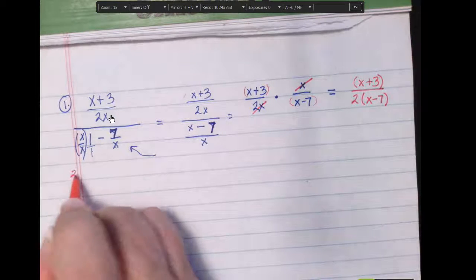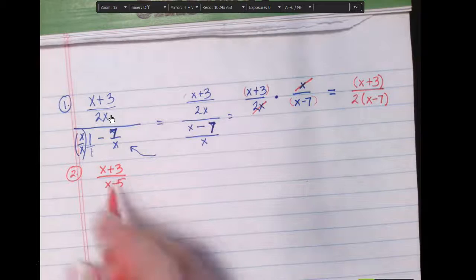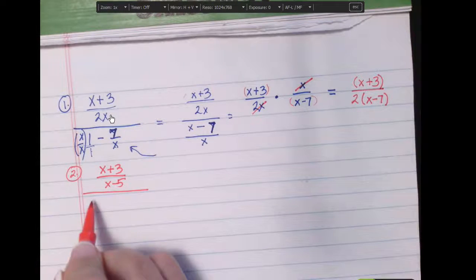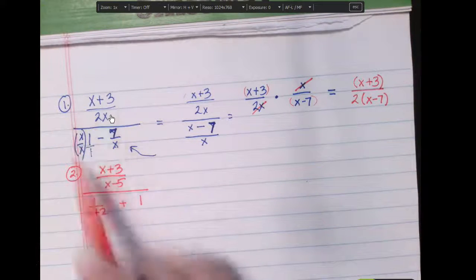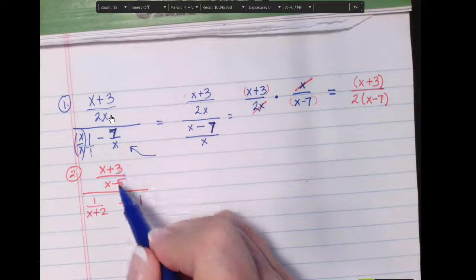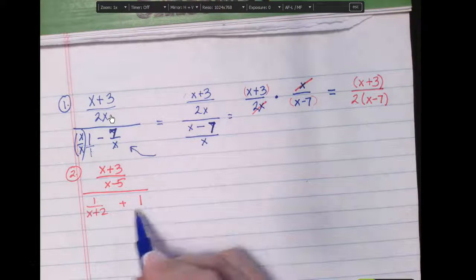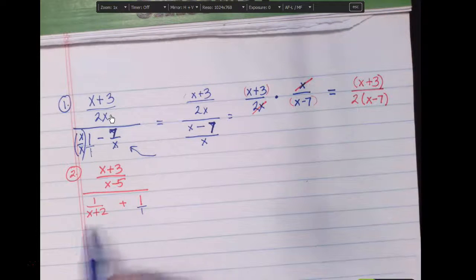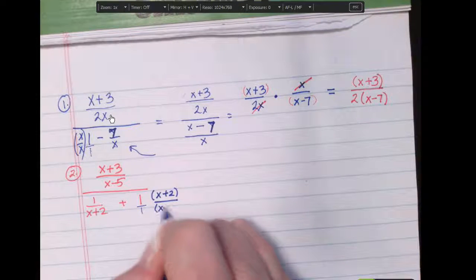In problem number 2, let me just copy the original. Got x plus 3 over x minus 5, all of that over 1 over x plus 2 plus 1. And so again, I'm going to follow the same pattern as the problem on the top. I've got a nice, neat expression here, but down here on the bottom where I've got an addition, that's going to be an issue for when I want to divide. So I want to combine this into one expression by getting a common denominator. So x plus 2 is my denominator, so I'm just going to multiply this expression by x plus 2 over x plus 2.